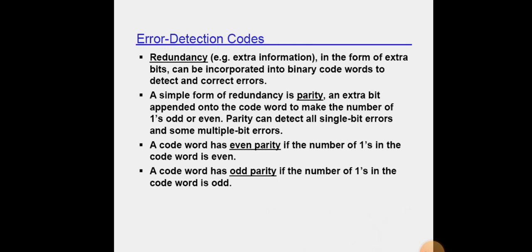A code word has even parity if the number of ones in the code word is even, and the code word has odd parity if the number of ones in the code word is odd.